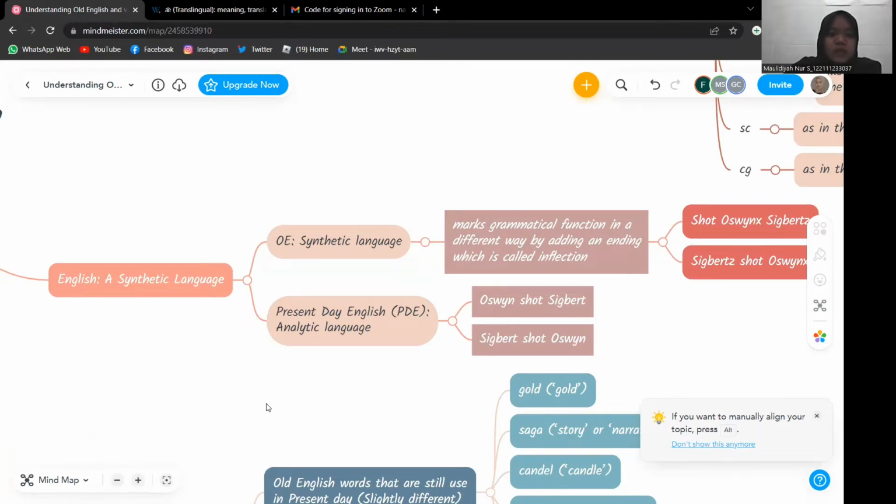However, Old English is a synthetic language that marks grammatical function in a different way. That is by adding an ending on the word. It is called an inflection. So the example in present day English is Oswin shot Sigbert. It is clear that Oswin is the one who did the shooting, and Sigbert is the person who was shot. In grammatical terms, Oswin is the subject in the sentence, and Sigbert is the object.